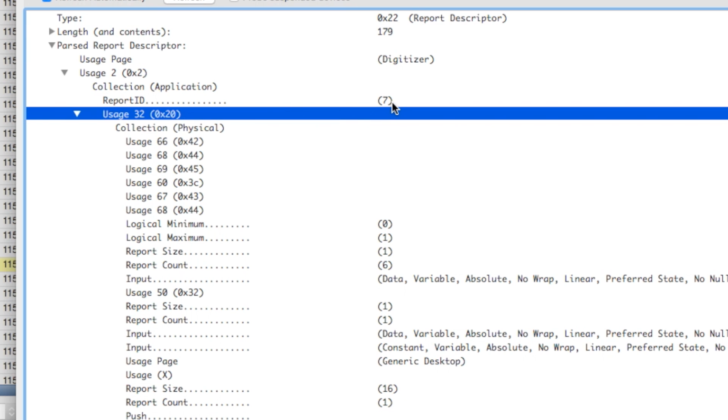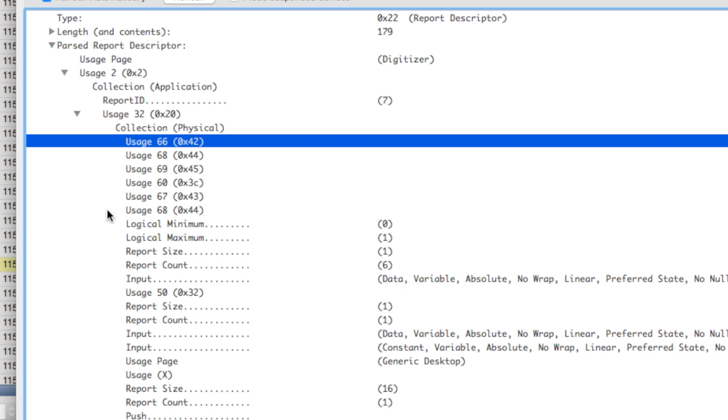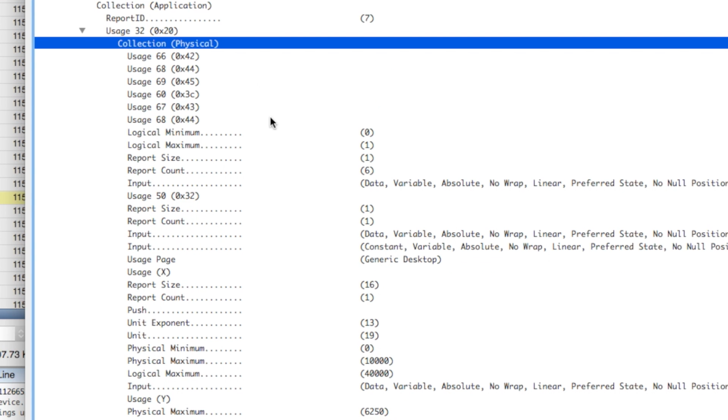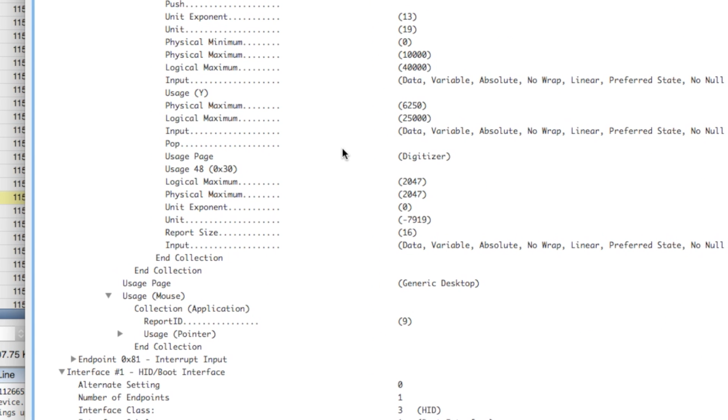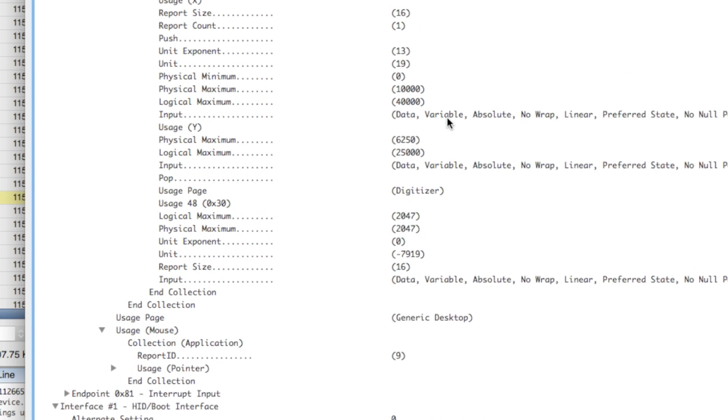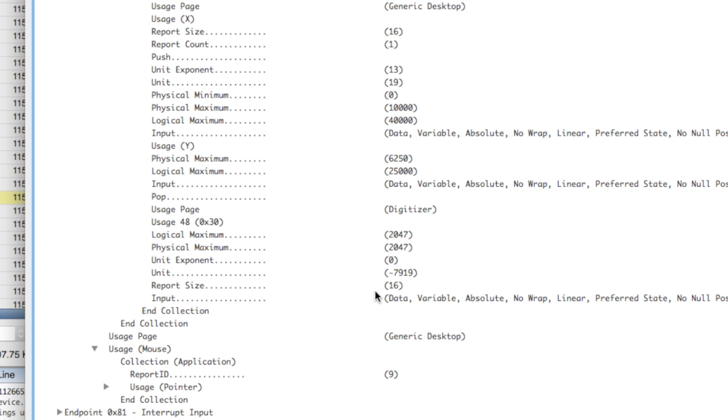Inside the descriptor for that packet type number 7, now we actually have a description of the digitizer packets that we've been seeing. The overall packet structure looks like what we were seeing in the analyzer too. It starts with a bit field, then it has a 16-bit X coordinate ranging up to 40,000, a 16-bit Y coordinate ranging to 25,000, and then a 16-bit pressure.